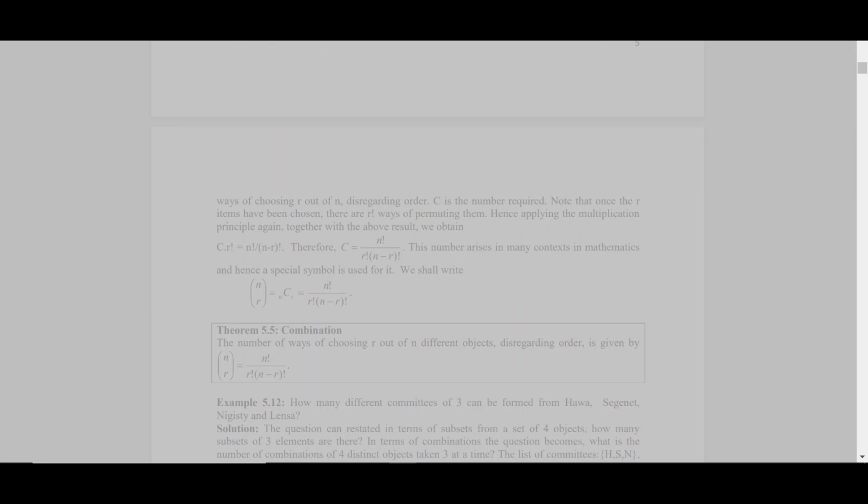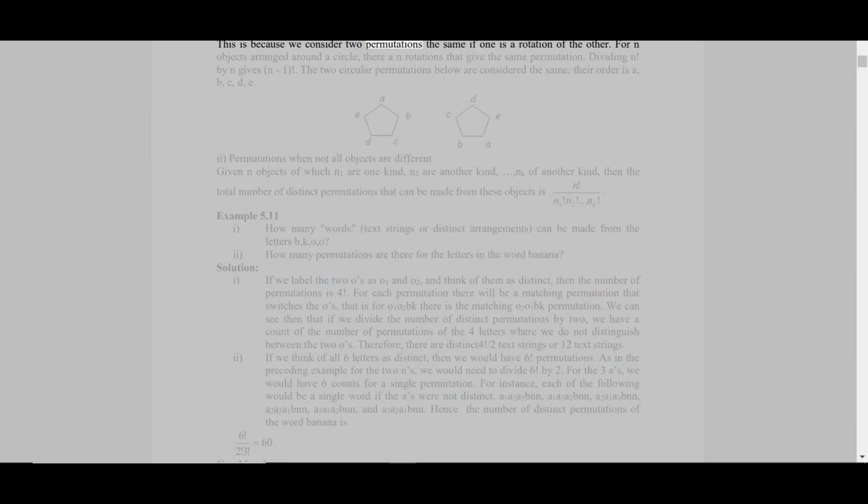5! This is because we consider 2 permutations the same if one is a rotation of the other. For n objects arranged around a circle, there are n rotations that give the same permutation. Dividing n! by n gives (n-1)!. The 2 circular permutations below are considered the same, their order is A, B, C, D, E.